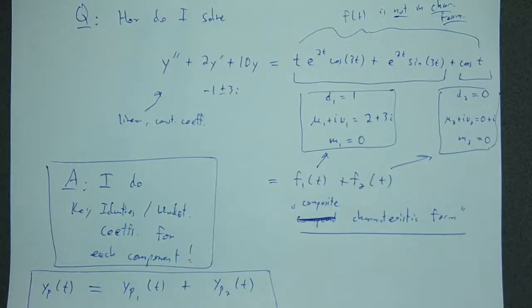Just because the thing is not in characteristic form as written doesn't mean you can't use undetermined coefficients or key identities in some way. You can, if it's in composite characteristic form. You just have to do it multiple times, okay? Now, if it's not even in composite characteristic form, then you're out of luck when it comes to using these methods. So we'll see what you have to do for more general things.